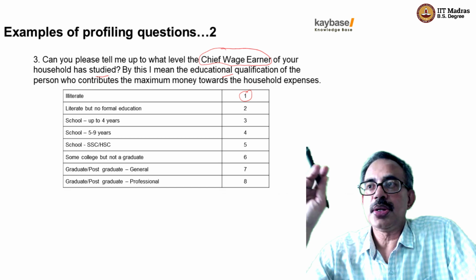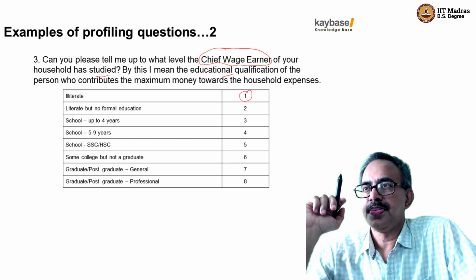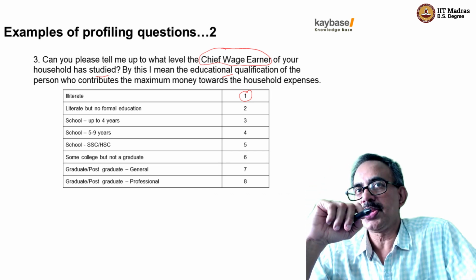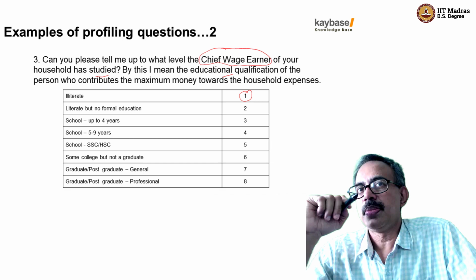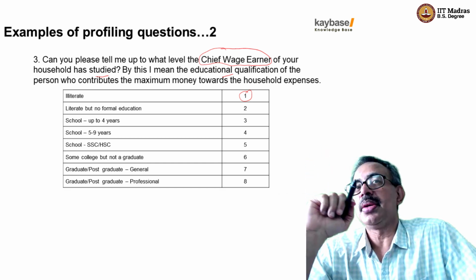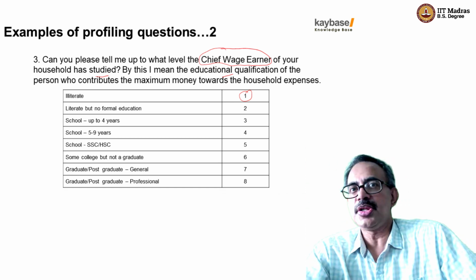So there's a state in our country which was the first to achieve universal literacy. Do you know which state it was? Which state are you from? Kerala. Kerala was the first state in the country to have universal literacy. So Kerala should be proud of it.